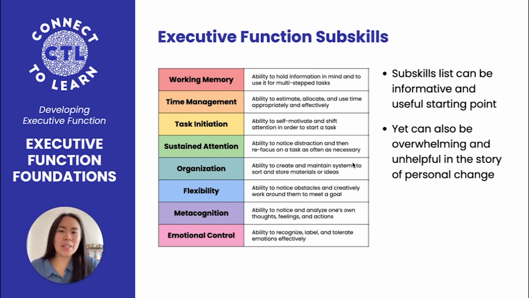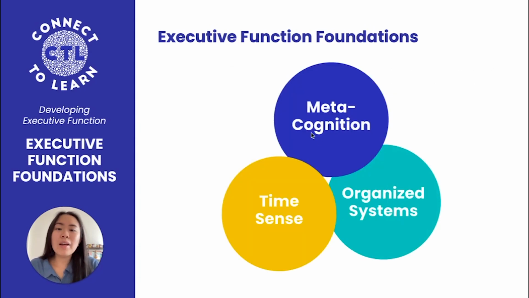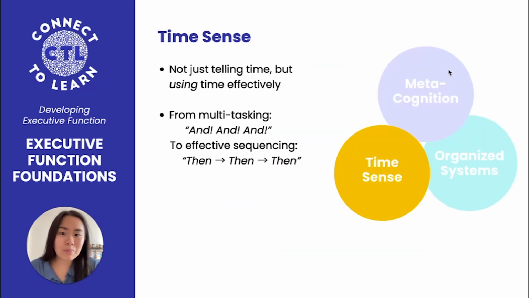We see in our clients that many of these sub-skills are inherently connected and they overlap, more so a web rather than a list. And so therefore, our coaching method often integrates resources that tackle many of these sub-skills at once. This brings us to the foundations of EF that inform our coaching here at Connect to Learn. So we're transitioning from a longer list of sub-skills into a more interwoven, interconnected idea of domains.